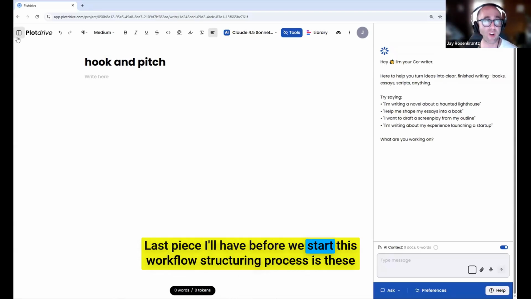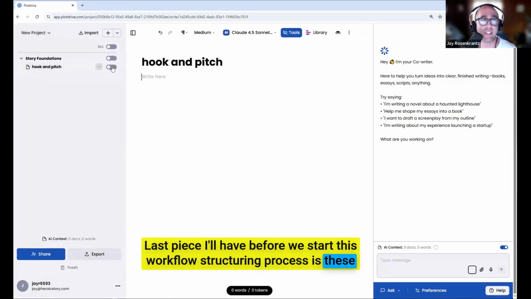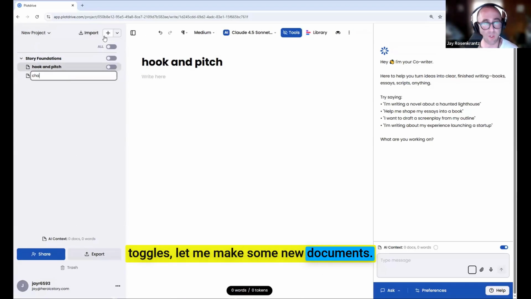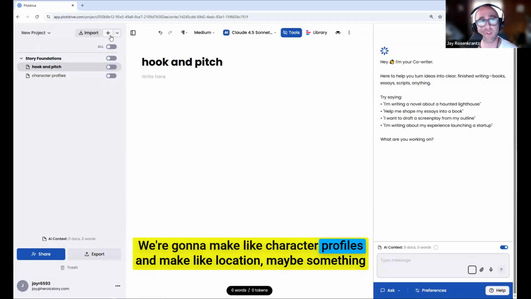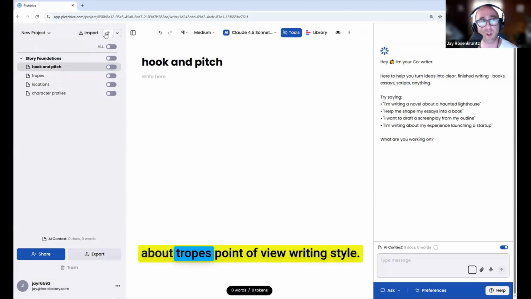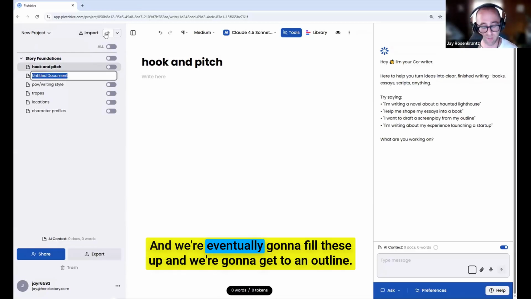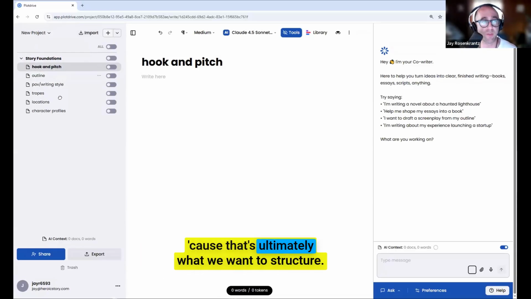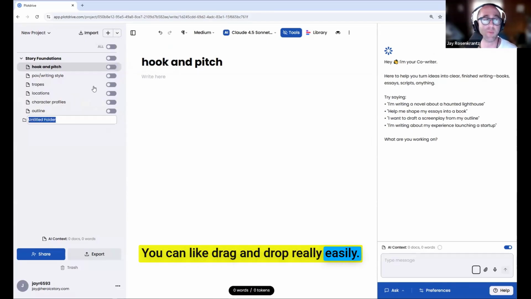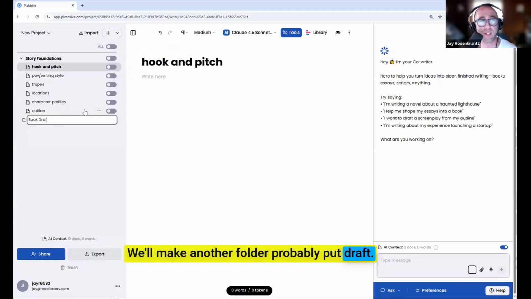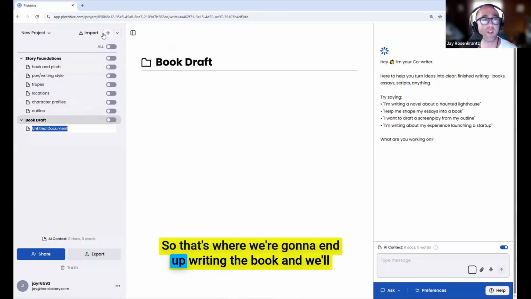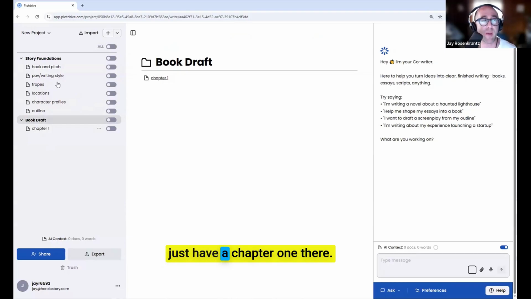Last piece I'll add before we start this workflow structuring process is these toggles. So let me make some new documents. We're going to make character profiles, and make locations, maybe something about tropes, point of view, writing style. And we're eventually going to fill these up, and we're going to get to an outline because that's ultimately what we want to structure. You can drag and drop really easily. We'll make another folder, call it book draft. So that's where we're going to end up writing the book, and we'll just have a chapter one there.